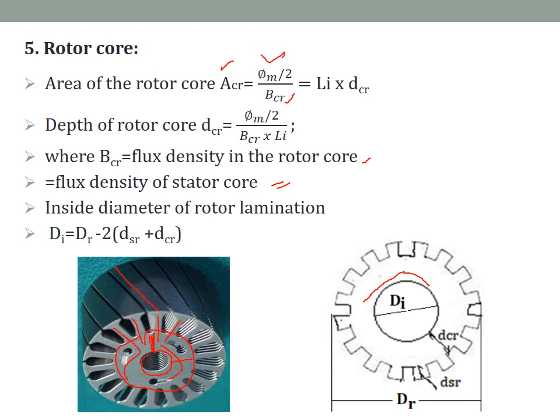The inside diameter of the rotor lamination is Di. Here the shaft will come. So to find the shaft diameter, we should use this equation. Di is equal to Dr minus 2 into DSR plus DCR, since from Dr we subtract one DSR here, one DSR here, and one DCR here, one DCR here. This will give the internal diameter of the rotor stack, which is nothing but the shaft diameter.